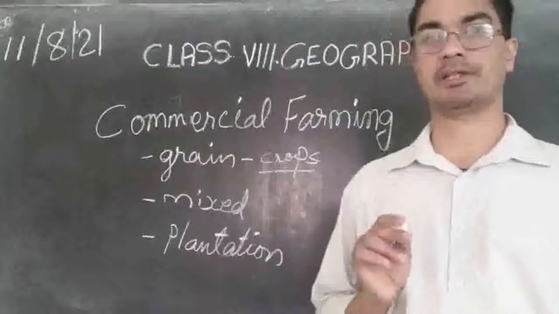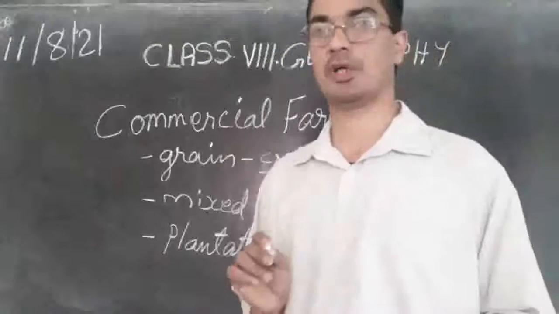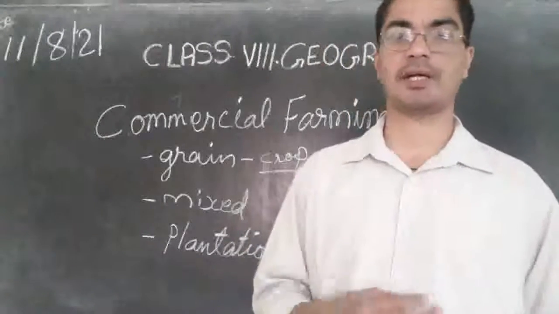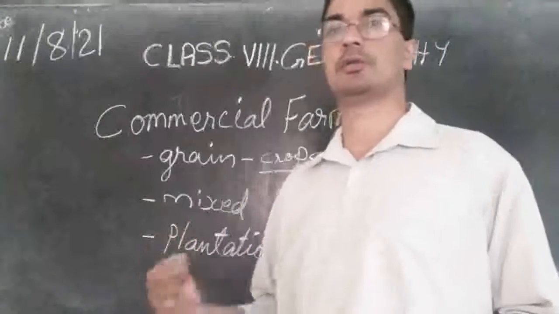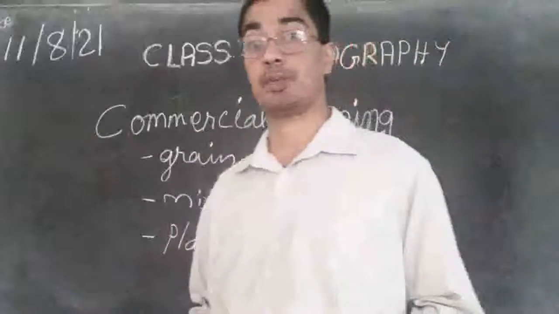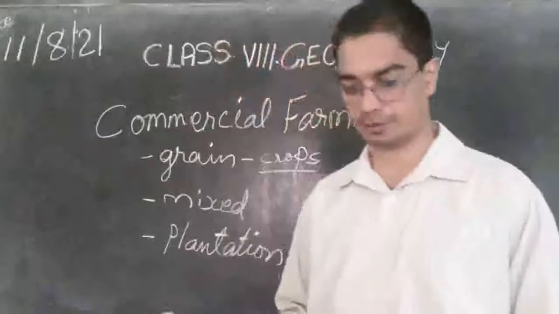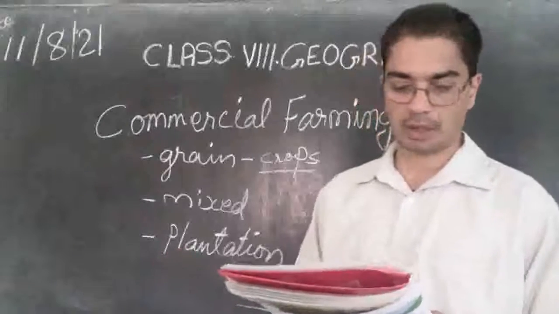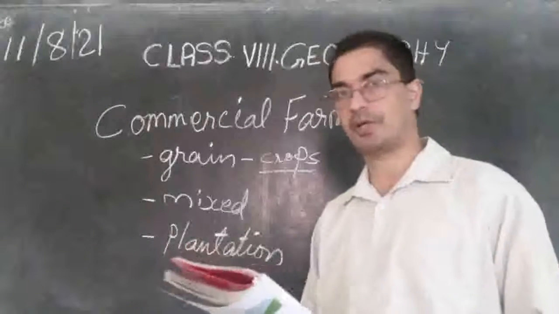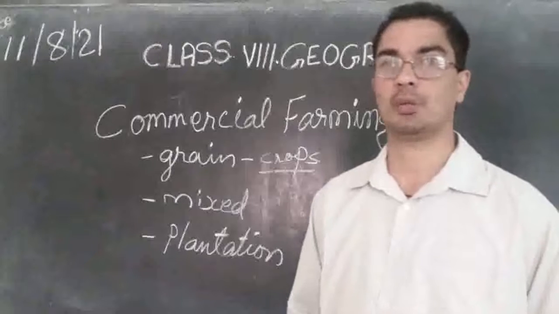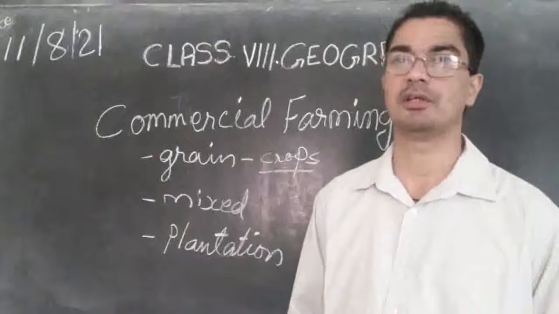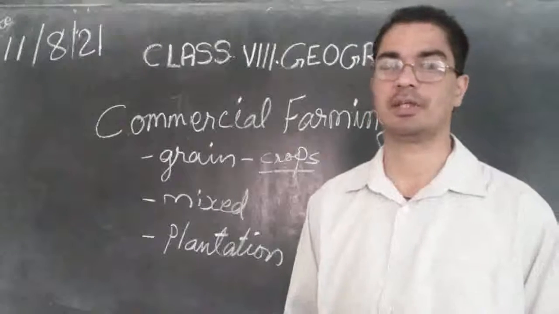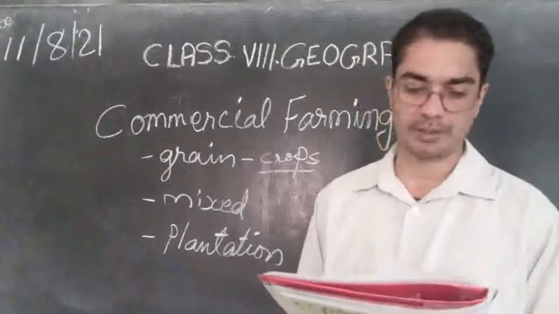Remember, the only item that is cultivated is grain. It can be a variety of grains, can be rice, wheat, or other pulses, oil seeds, and so on. Then wheat and maize are common commercially grown grains. So mostly what they cultivate is wheat and maize for selling. They cultivate wheat and maize.